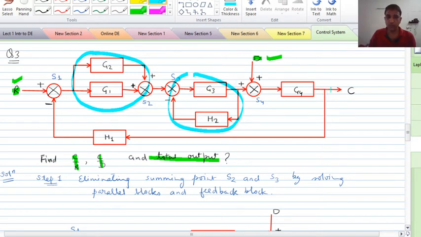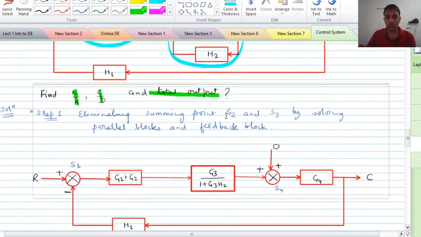So in this case, when we eliminate these two blocks, it will form G1 plus G2 because these are parallel blocks, and for this part the output will be G3 divided by 1 plus G3 H2.